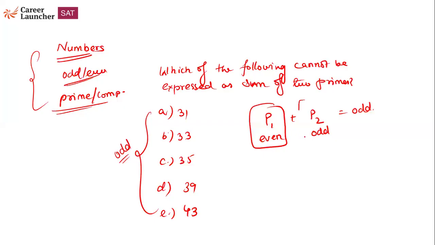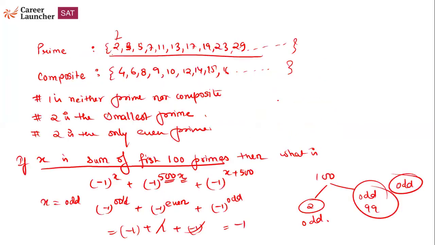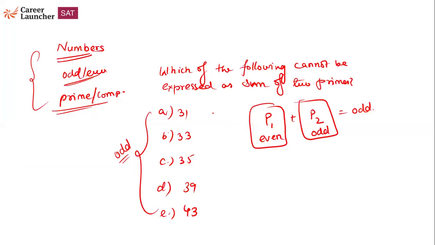Now next step. We are in search of an even prime and an odd prime. The only even prime that we have is 2. That means one of these two primes is definitely 2. This is 2 plus 29, this is 2 plus 31, this is 2 plus 37, and this is 2 plus 41. Now 29, 31, 37 and 41, all four of them are primes. Hence 31, 33, 39 and 43 can be expressed as sum of two primes.